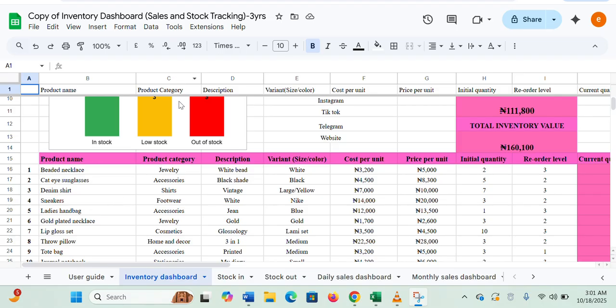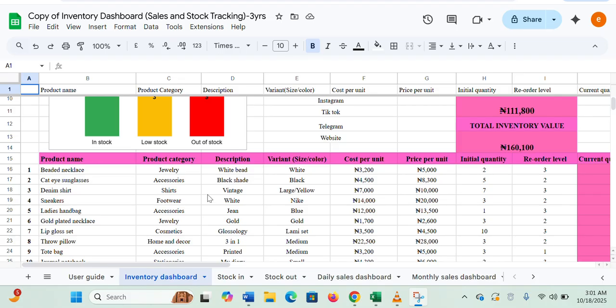Then the next column is product category. For example, you sell different varieties of products: you sell jewelry, shirts, footwear, accessories, and you just want to be able to categorize your products. So beaded necklace falls under jewelry, and cat eye sunglasses fall under accessories.